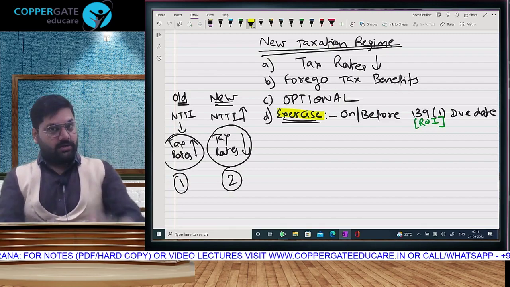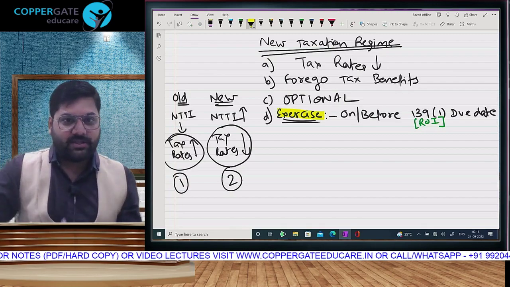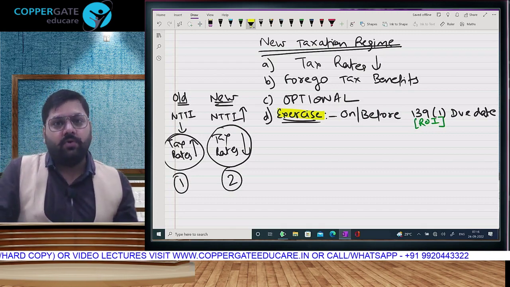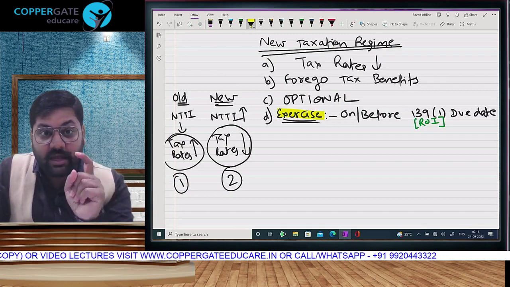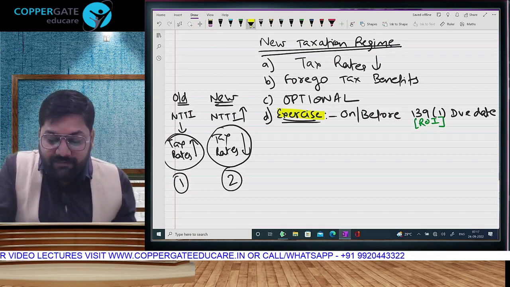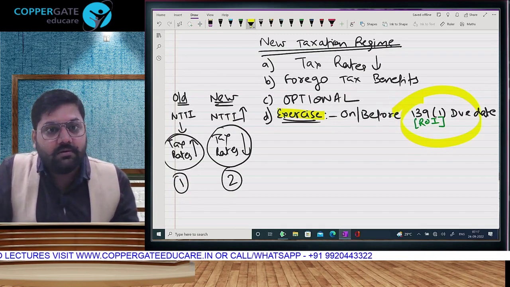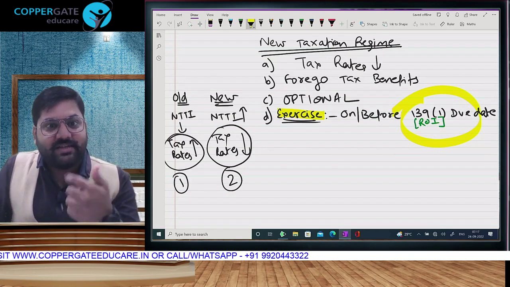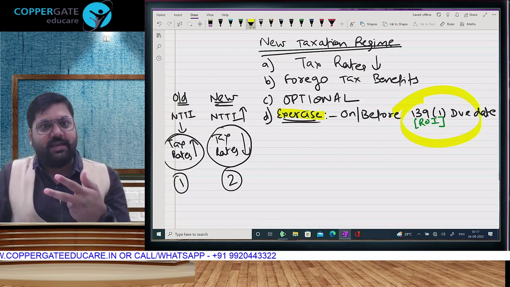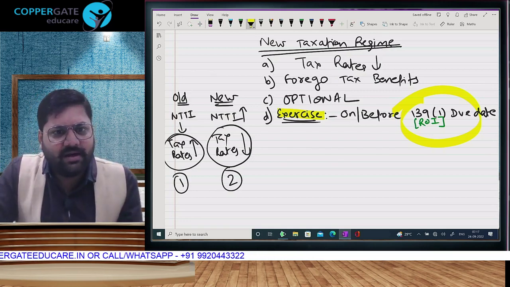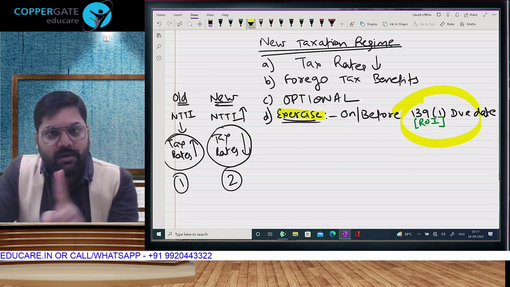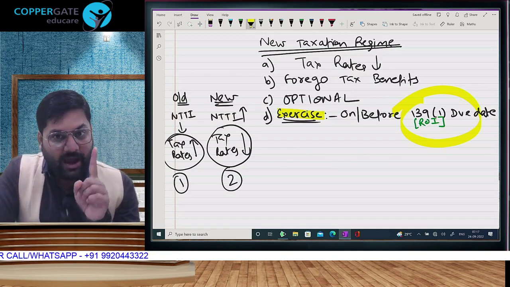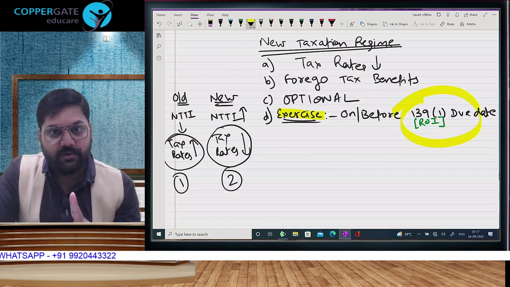Before that date, go and tell, hi AO, I want a new regime. Then only you can go in the new regime. In other words, listen carefully. What does this mean? If I miss the due date of return filing, other problems will come. I will have interest, I will have fees, I will lose my loss carry forward. A lot of problems will come in my life. But one more problem, the new regime will not be available. For getting the new regime, you have to choose it before the due date.